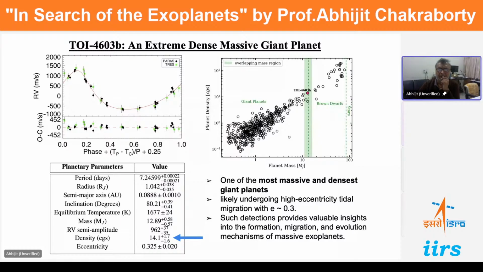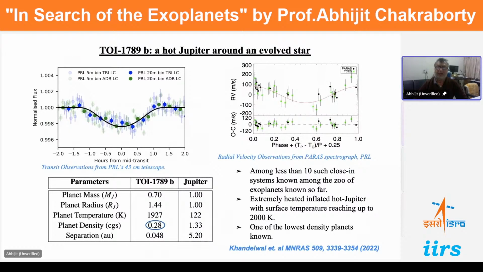a slightly evolved sun-like star, and it has a period of I think 7 days. Yeah, 7 days. Okay, so this was another important discovery with Paras-1. Now, another important discovery that we had with Paras-1 is this hot Jupiter. Again, but in this case, it has an extremely low density of 0.28.